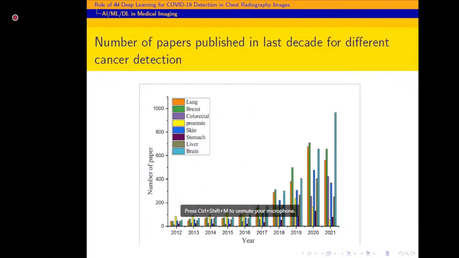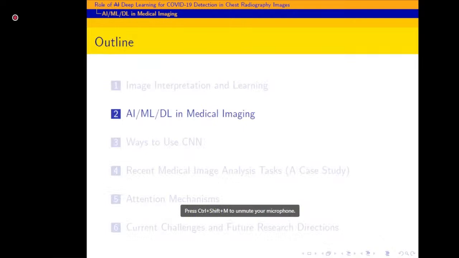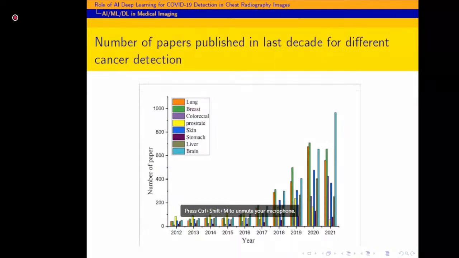So we all know the importance of machine learning in identifying diseases, right? Here is a graph between the number of papers and the year. That means the number of papers that have been published in the last decade based on medical image analysis. If you look at the number of papers that have been published, it is increasing exponentially over the years, right?